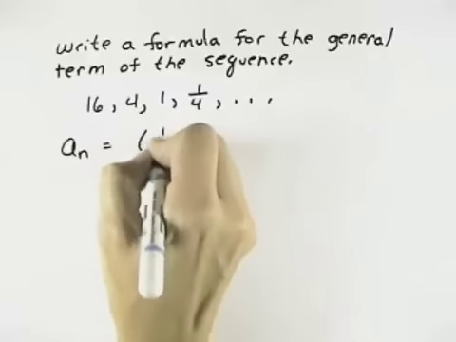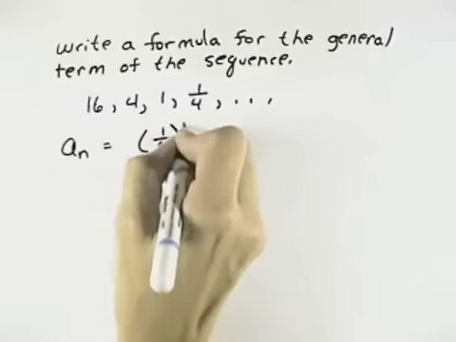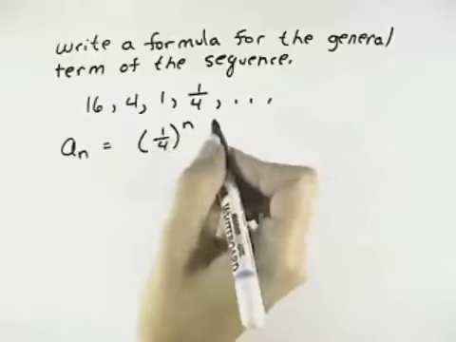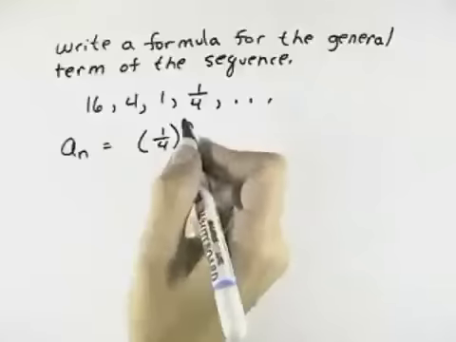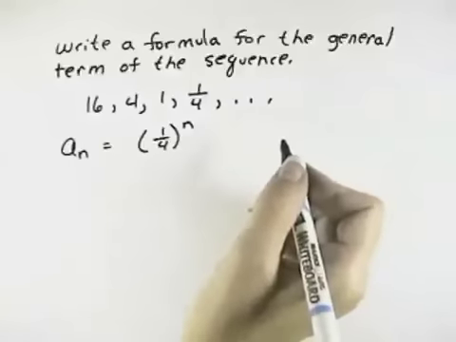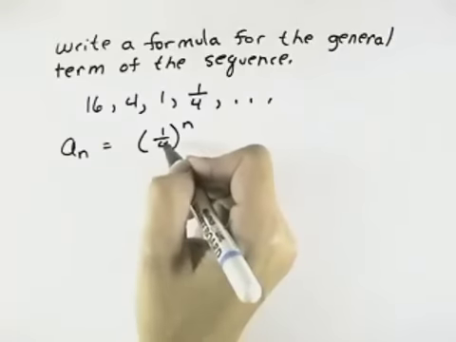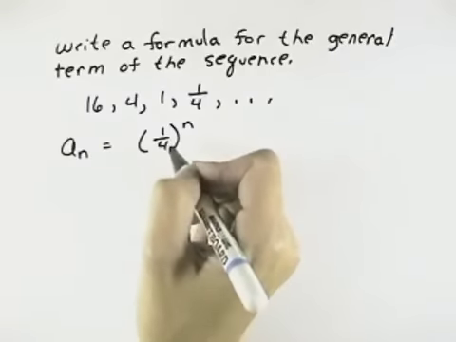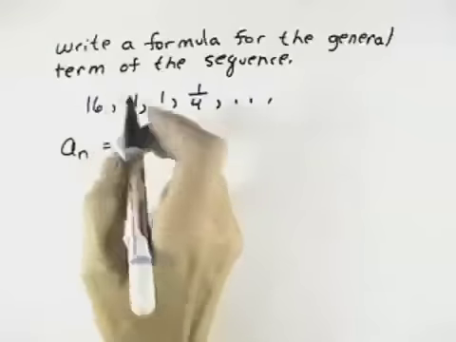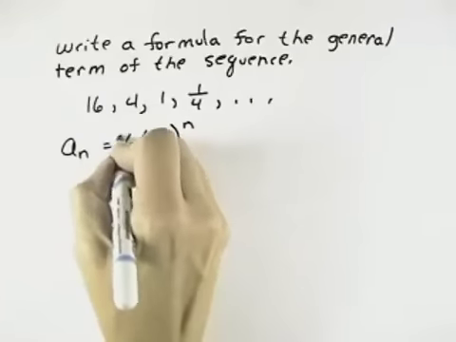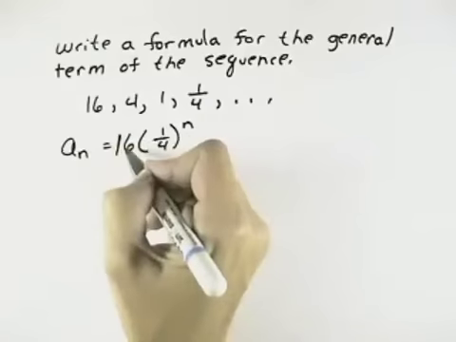That means I'm going to have a 1/4 to some power of n because I'm decreasing as I go along, and so that means I'm multiplying by an additional 1/4 at each stage, because multiplying by 1/4 is the same as dividing by 4. But I need to have a 16 in here somewhere. So maybe I'll multiply by 16 because that'll mean what I start with is 16.